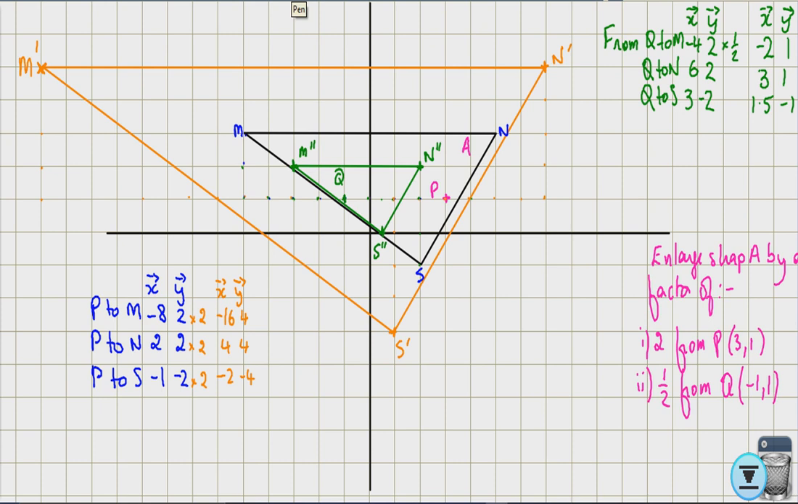Okay, so that is an enlargement from a point which is not the origin. Okay, always count squares, multiply those squares by the factor, and then go and count back your squares.